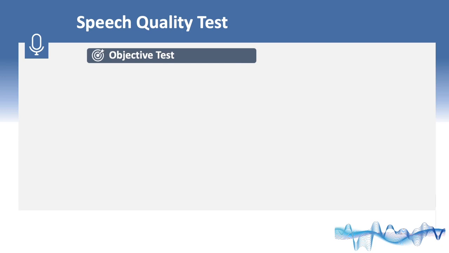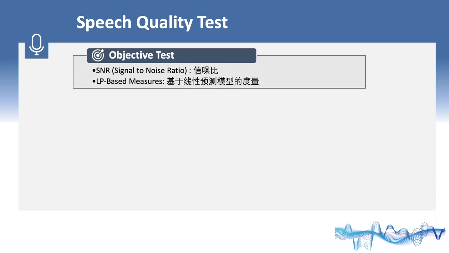Objective evaluation methods mostly use a specific parameter to characterize the degree of distortion of the sound passing through the digital system, and are usually realized by computer or test device. There are many indexes used in different systems, such as SNR and LP-based measurements. Often, objective measures are used to get a rough estimate of the quality.